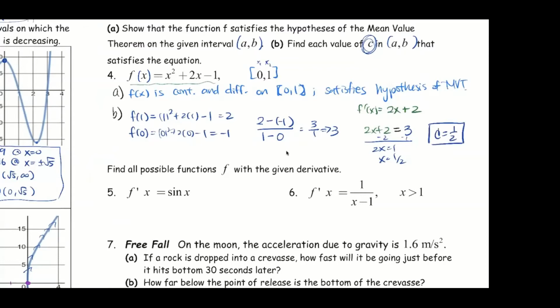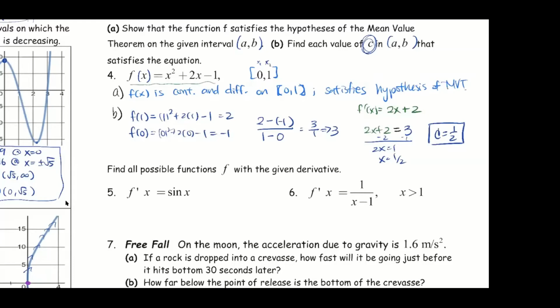So again, what does this mean? It means that if I were to take a road trip between 0 and 1 hour, when is my average speed going to equal the instantaneous speed? Well, in this case, if I'm following this function, then at half an hour, that's when my instantaneous speed is going to be equal to my average. All right, so that's what MVT is really asking us.